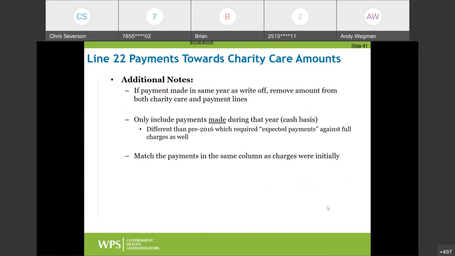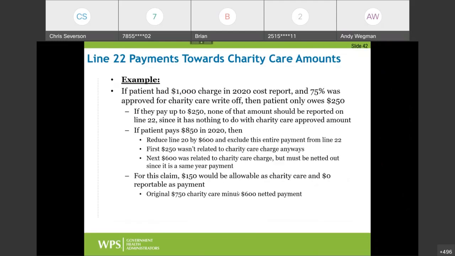Payments, again, I think I've talked about those enough. It's just those payments against an actual approved charity care amount from a prior year. And we want to see the payments made during that year, cash basis, basically. I have an example here.